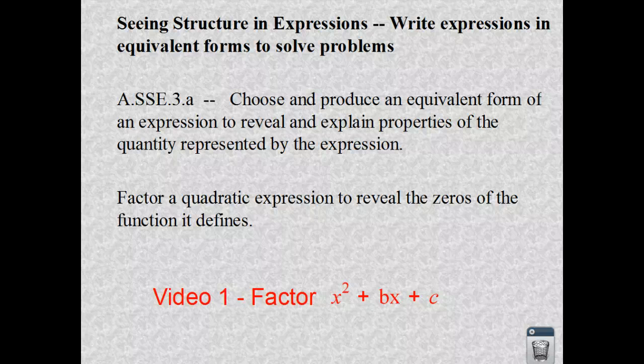Okay, this is A.SSE.3.a, Algebra, Seeing Structure and Expression, Standard 3, Subpart A, Video 1: Factoring x squared plus bx plus c.